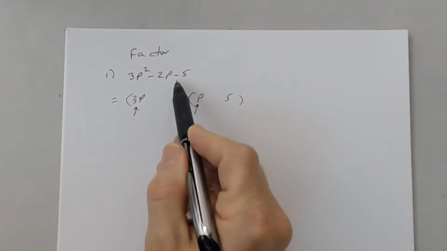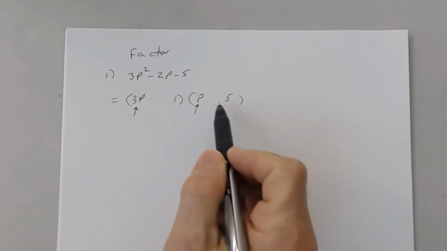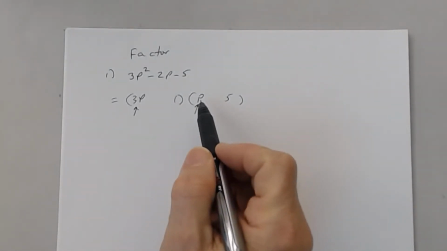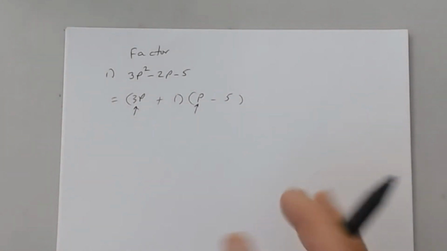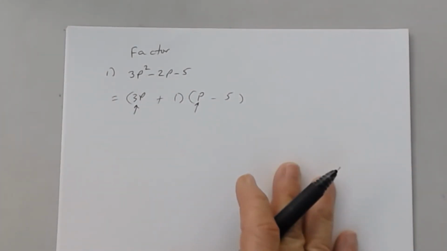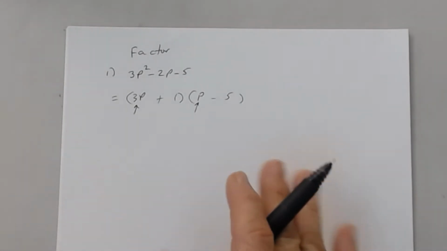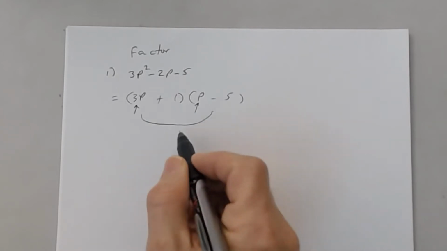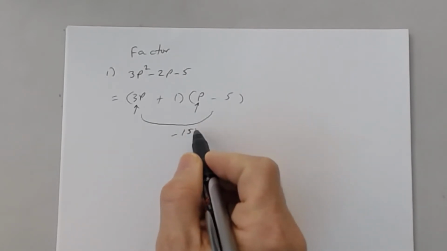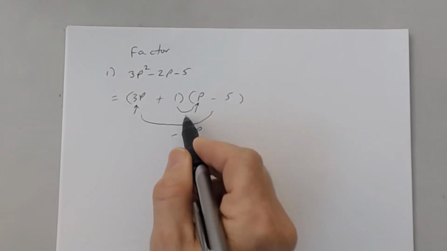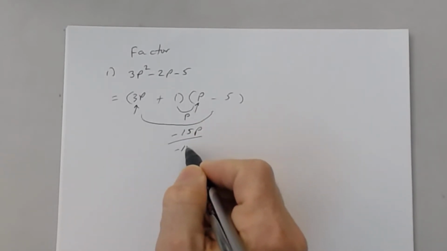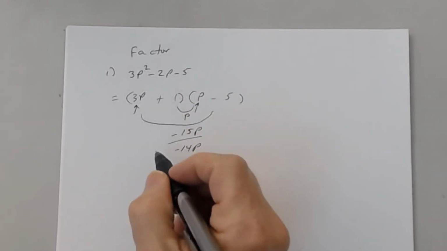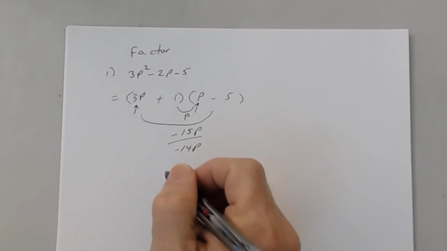The last sign's negative. What does that mean in here? They have to be different. So you could do this. You could say, all right, I'm going to make this positive, this negative, right? Am I done? No. What should I do? Check it. What's the outer? -15p. What's the inner? p. And when I add them up, what do I get? -14p. Is that what I wanted? No. That is not what I wanted.